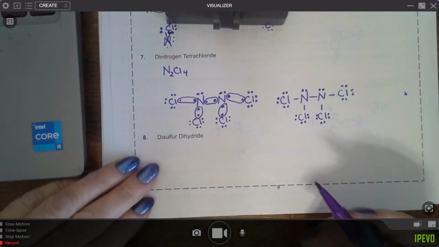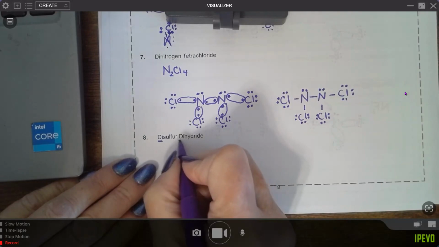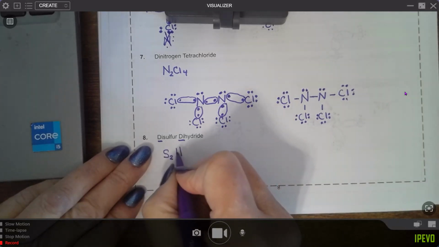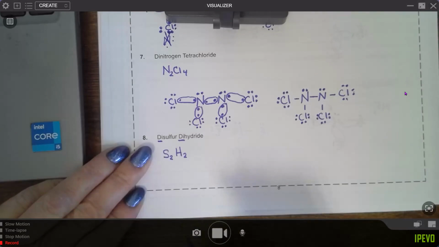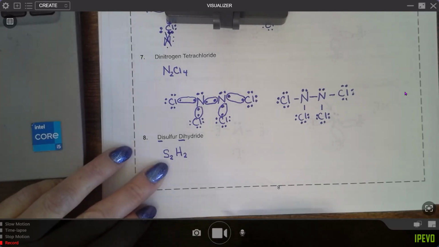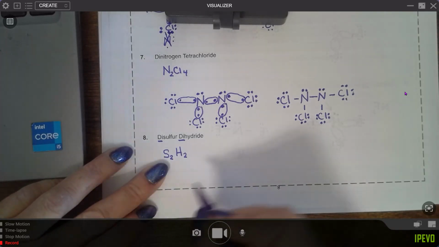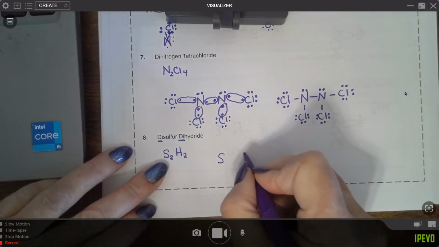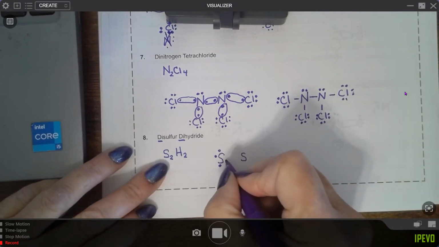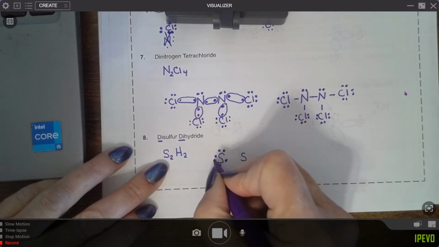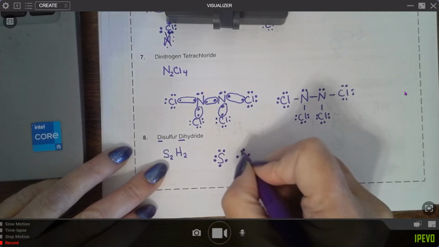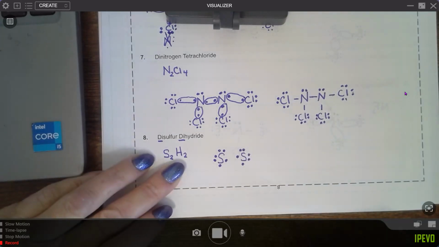All right, one more. Disulfur dihydride. All right, so that's going to be S2H2. So I'm going to bet this is going to look kind of similar to our example dinitrogen tetrachloride, in that there's 2 sulfurs that are going to be in the middle. All right, so I'm going to have 2 sulfurs. Sulfur has 6 valence electrons, so 1, 2, 3, 4, 5, 6, and 1, 2, 3, 4, 5, 6. And then I've got 2 hydrogens.